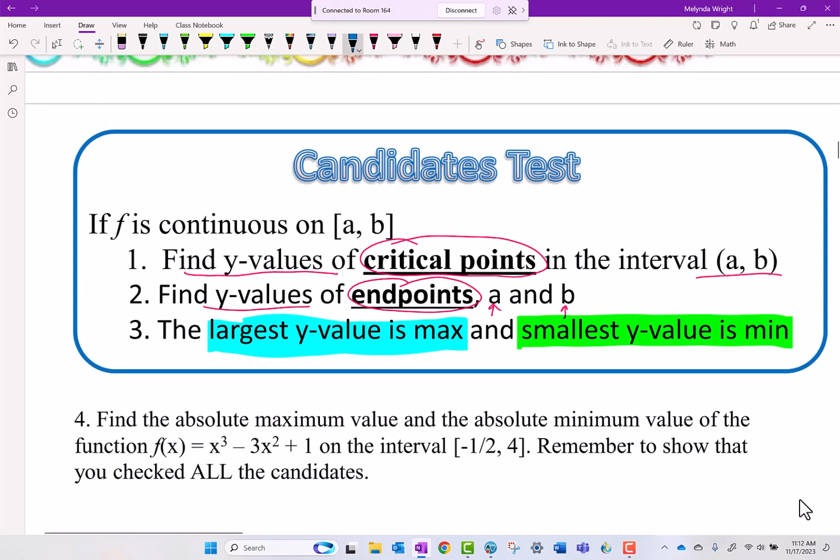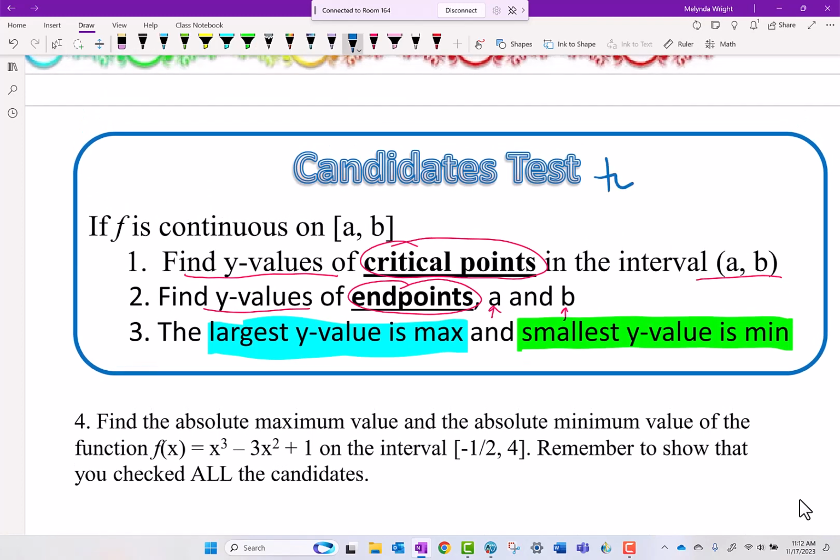What do we use it for? We use it to find absolute extrema. That's what we do. This is our test. It's the only test we use to find absolute extrema. It's called the candidate's test. You're going to be super familiar with it before too long. Okay, so how does it work again?